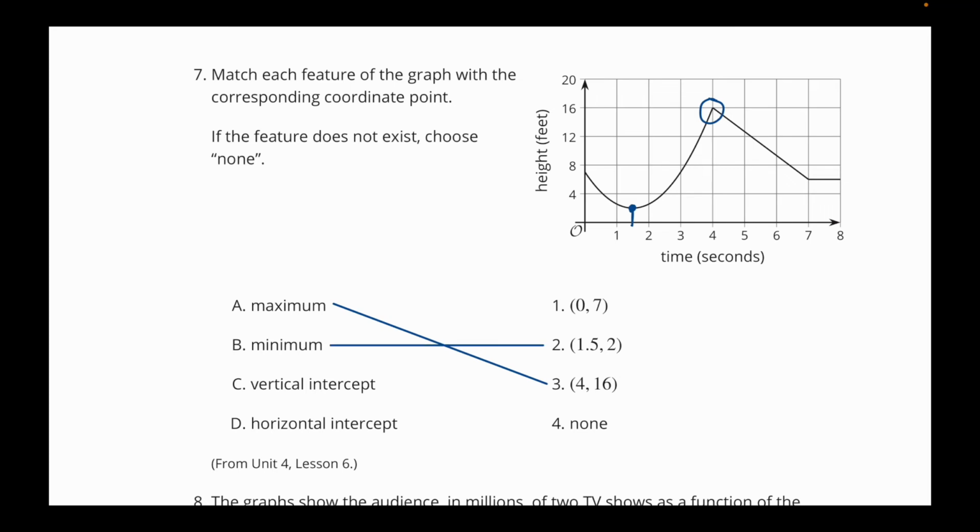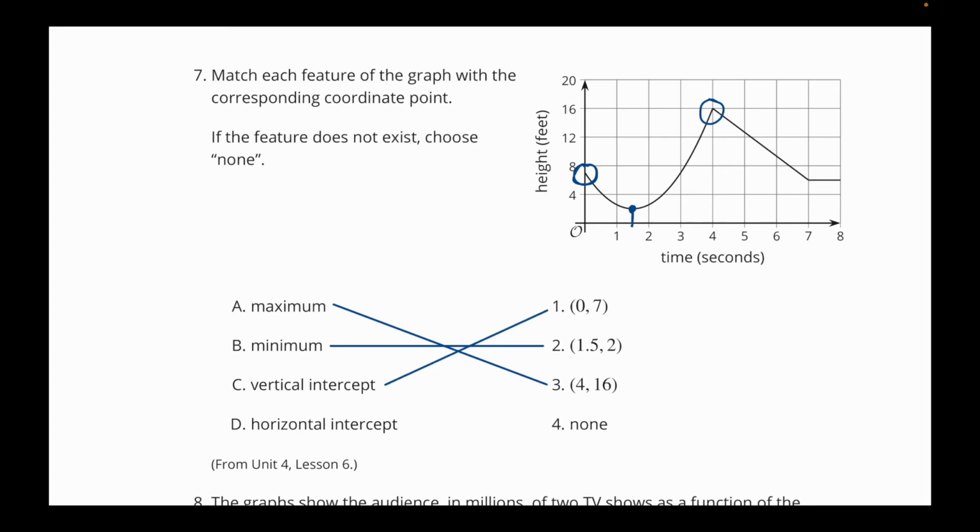Okay, now our vertical intercept, that's where our graph would cross our vertical axis or touch our vertical axis. So that looks like that's going to be right here at 7. And so that's an input of 0 and an output of 7, or (0, 7), like this one right here.